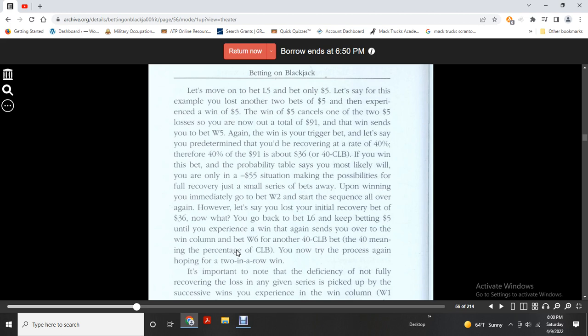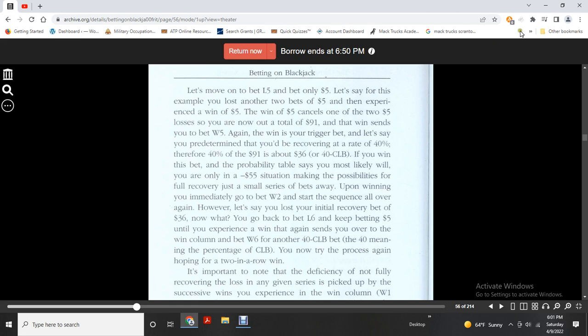Now you're at a total loss of $91. When the sequence sends you to bet W5, you will trigger the clearance losing bet. Let's say you have a recovery rate of 40%, so 40% of the $91 is about $36. If you win this bet, the probability table states you most likely will be only at a negative $55 situation, making full recovery possible a small series of bets away.